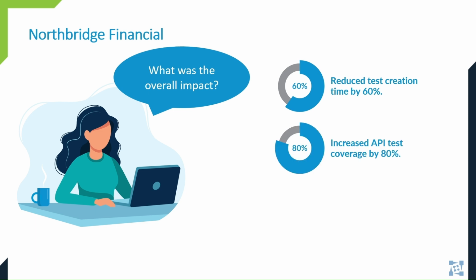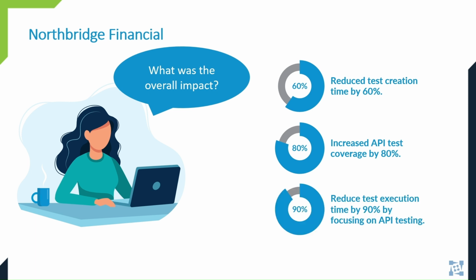They were able to increase their API coverage by 80%, ensuring critical integrations and business workflows were well tested and very reliable for their customer base. And they were able to reduce their test execution time by 90% by shifting their testing focus from the UI to the API layers. If you'd like to learn more about the Northbridge Financial experience using our tools, we will have at the end of this presentation a link to the case study that you can then download and read.